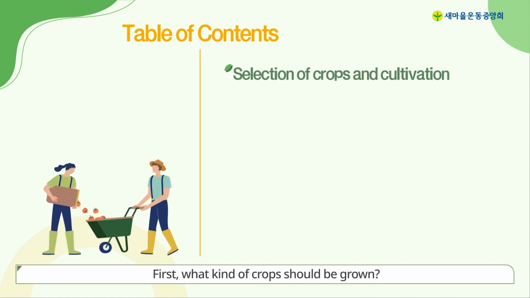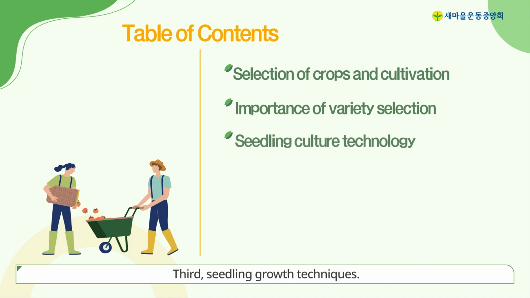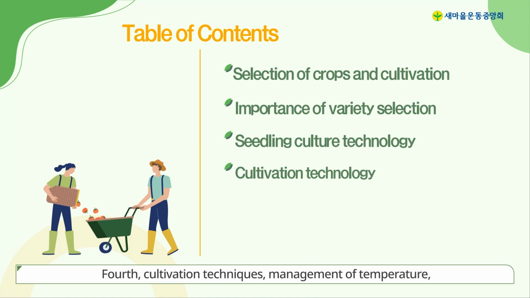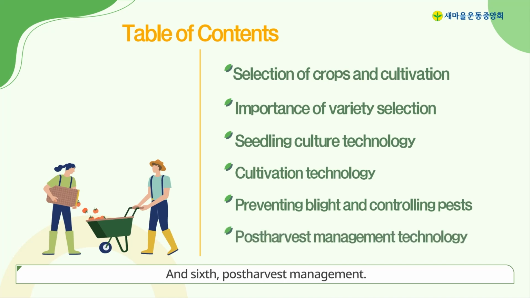First, what kind of crops should be grown? Second, the importance of selecting cultivars. Third, seedling growth techniques. Fourth, cultivation techniques, management of temperature, sunlight, water, fertilizers, and soil, and rain shelter techniques for growing peppers. Fifth, disease prevention and pest control. And sixth, post-harvest management.